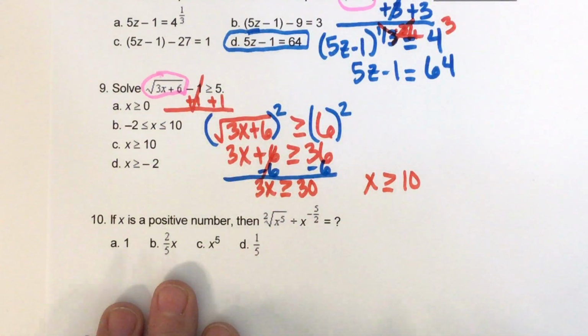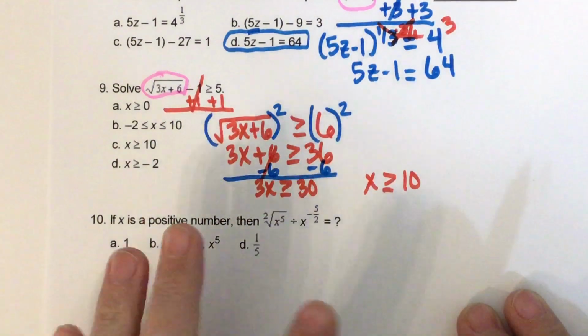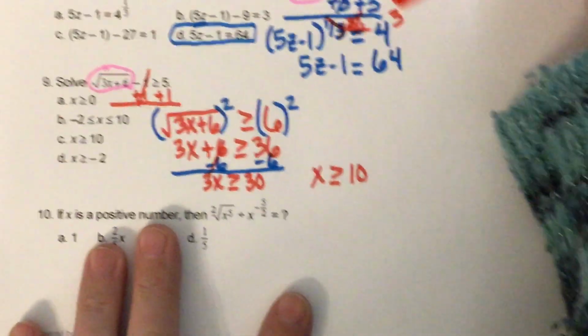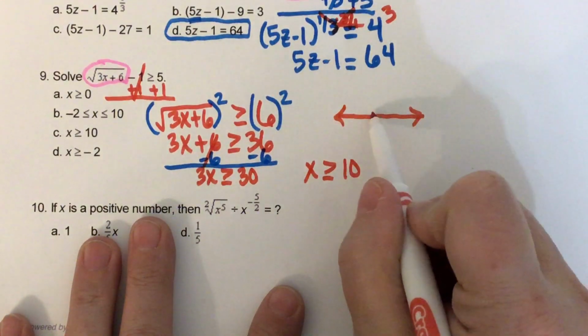Now, I see this answer over here. Now, that doesn't mean it's the answer, so I need to stop and think for just a little bit. Okay, so I'm going to draw my little number line here. I'm going to put 10 on it.